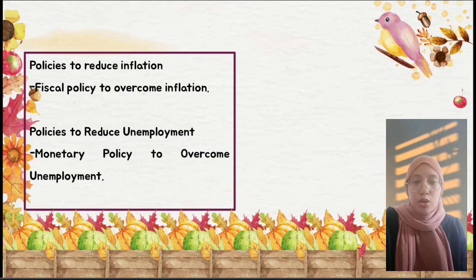Inflation occurs when economic growth increases spending. When this happens, prices rise and the currency in the economy falls, causing the exchange rate to be lower when compared to the currency of other countries. Next is policy to reduce unemployment, monetary policy to overcome unemployment.